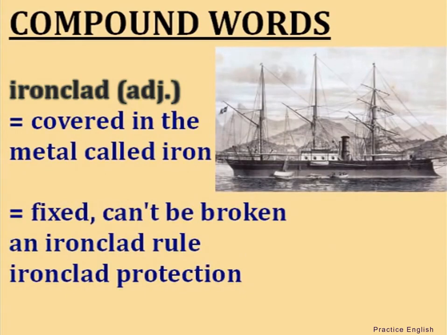Ironclad. Ironclad literally means to be covered in the metal called iron. For example, a battleship, like you can see in the picture, the iron provides protection. But the word ironclad is often used metaphorically. For example, an ironclad rule or ironclad protection. It means something that's fixed and it can't be broken. So an ironclad rule is one that you can't break, and ironclad protection is protection that can't be penetrated.